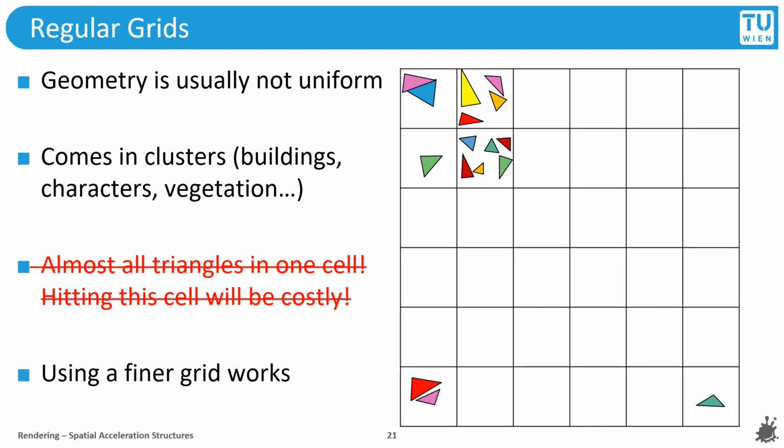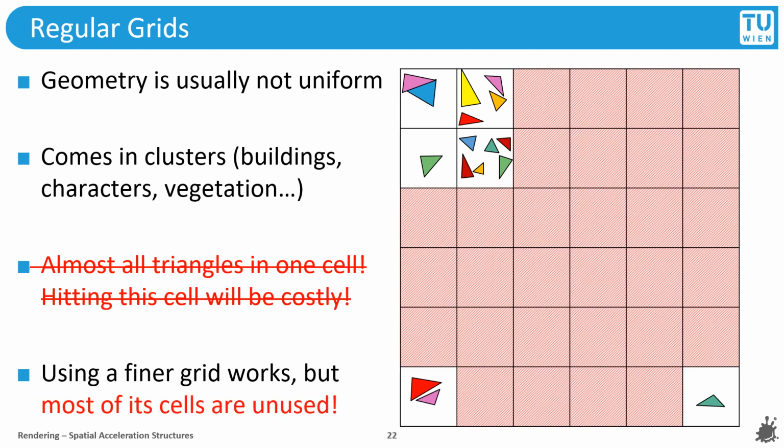And of course, we could simply increase the resolution of our regular grid, just make it finer, and that would give us a more decent distribution of triangles into individual grid cells. But it also means that now the majority of our data structure's memory is actually wasted because it is unused. The majority of these cells does not hold any geometry and is basically wasted memory.